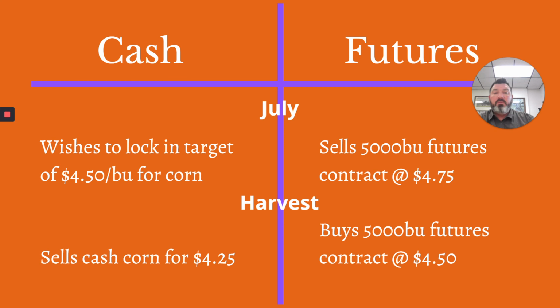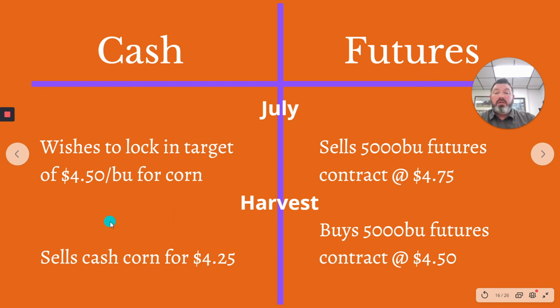We're following the markets, and so we see that there's maybe an opportunity. So we sell a 5,000 bushel futures contract at $4.75. We see a good rally in the market, and we see that that's a really nice position to take. So we're going to go ahead and sell just one contract at 5,000 bushels for $4.75.